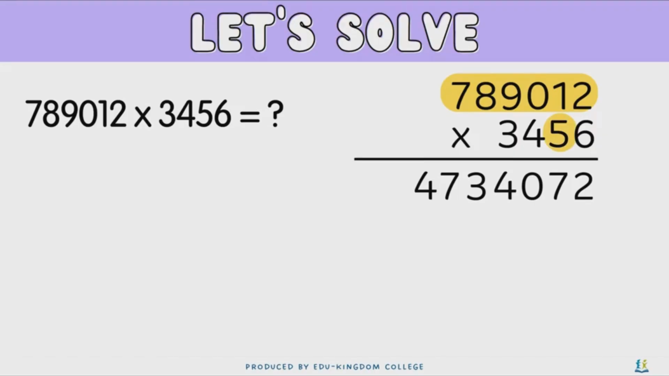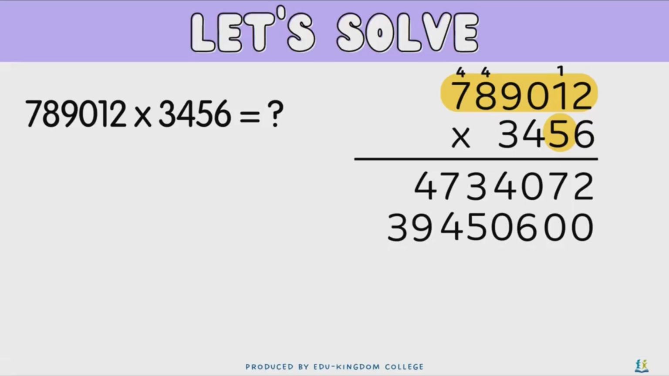Moving on to the 5, I have to add my magic 0. I have 5 times 2 gives me 10, carry over the 1. And then 5 times 1 plus 1 gives me 6, nothing to carry over. 0 times 5 gives me 0, so nothing to carry over as well. 9 times 5 gives me 45, carry over the 4. 8 times 5 gives me 40, plus the 4 gives me 44, carry over the 4. 7 times 5 gives me 35, plus the 4 gives me 39.